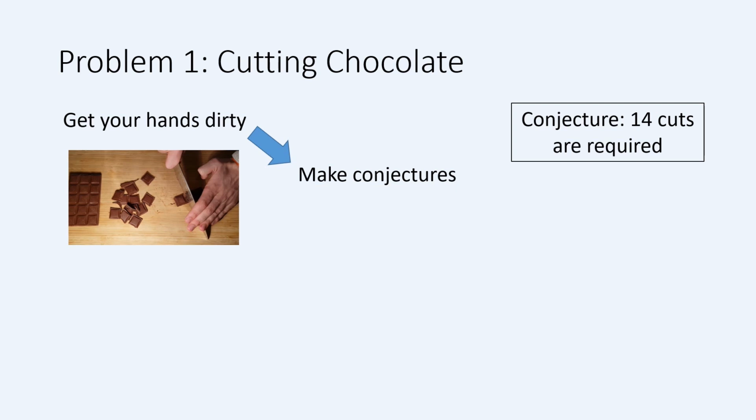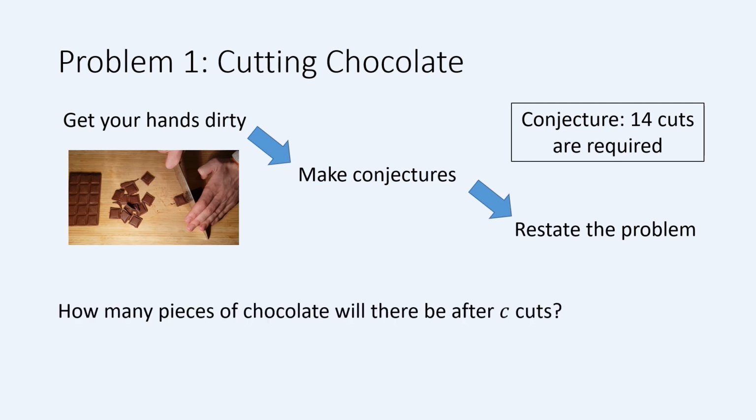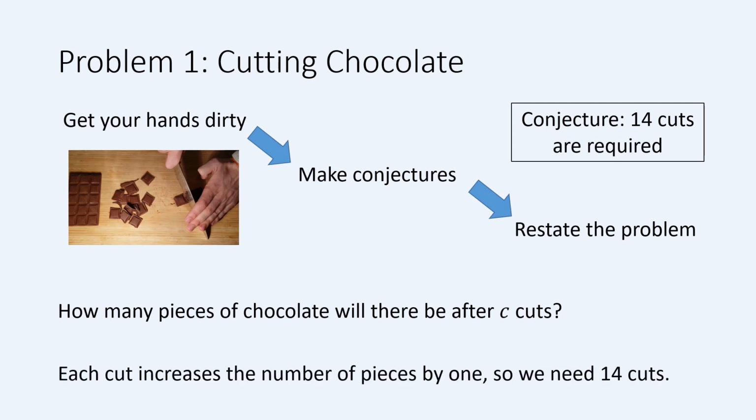How might we prove that this is the correct answer? A useful trick is to turn the question on its head. Instead of asking how many cuts are needed to get 15 pieces, we could ask how many pieces we have after some number of cuts. Each time we make a cut, we start with 1 piece of chocolate and finish with 2 pieces. In other words, we increase the number of pieces of chocolate by 1. If we start with 1 chocolate bar, after 14 cuts we will have increased the number of pieces to 15. So our conjecture was correct.